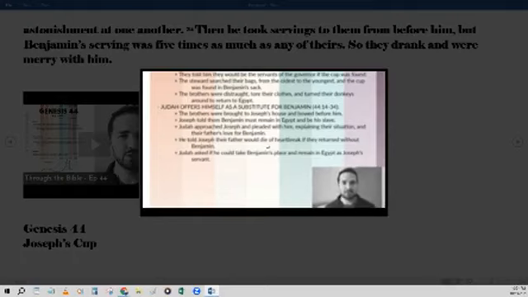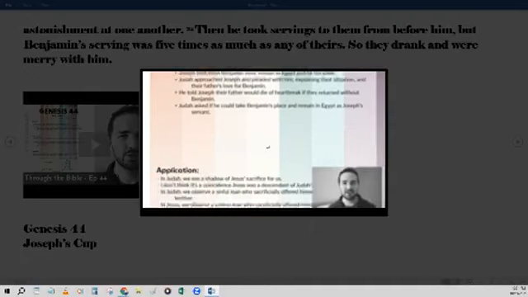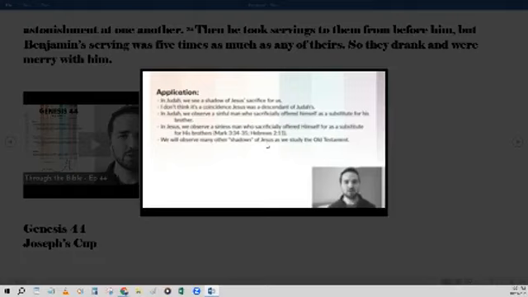And so we have this cliffhanger situation as we end Genesis chapter 44. Now let's talk about our application, and talk about Judah a little bit more, who we talked about in the application from the last chapter. If you haven't looked at that one, it's a good place to start, and then jump over to this application.